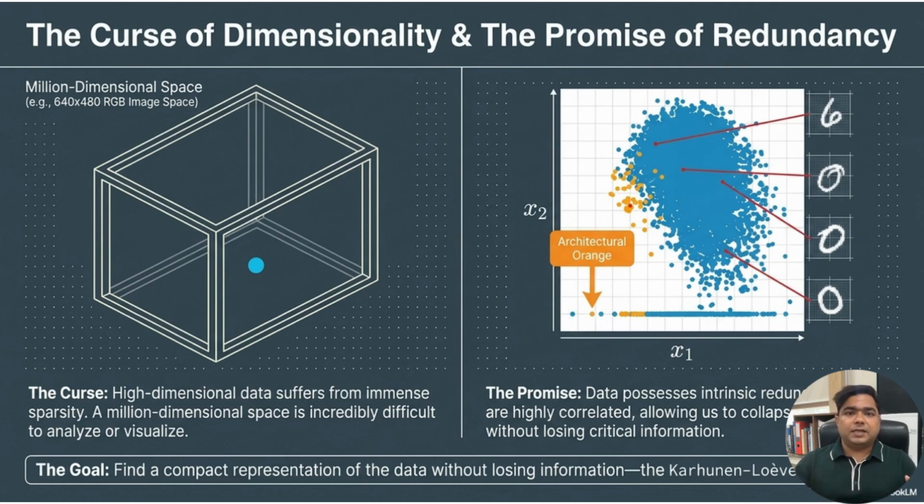On the left side, we see the idea of a very high dimensional space. For example, an image with 640 by 480 pixels has many dimensions. If each pixel becomes one feature, then the data becomes very large and very difficult to analyze. This is called the curse of dimensionality. As the number of dimensions increases, the space becomes extremely sparse. Points become far away from each other. Visualization becomes almost impossible. Computation also becomes more expensive.